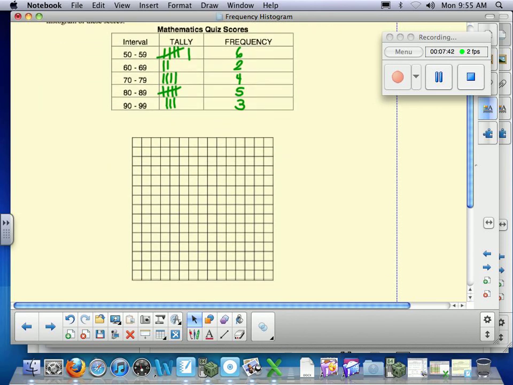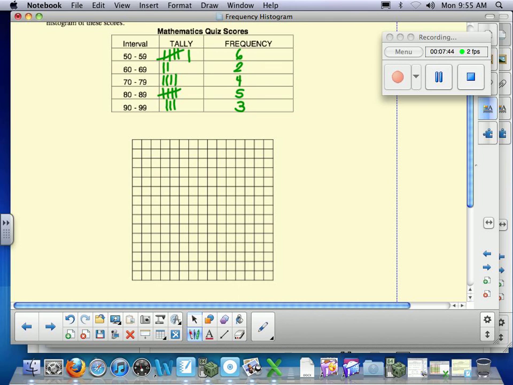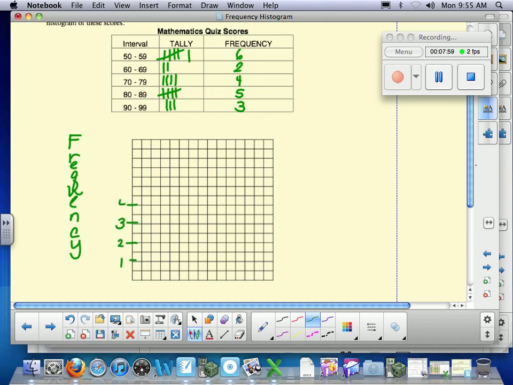Now we need to build our histogram. Again, frequency goes up the side. We only have to get up to 6 this time. So I'm going to do the same for frequency as I did before. We're starting at 50, so in math I need that lightning bolt. And this time we can be 3 wide.